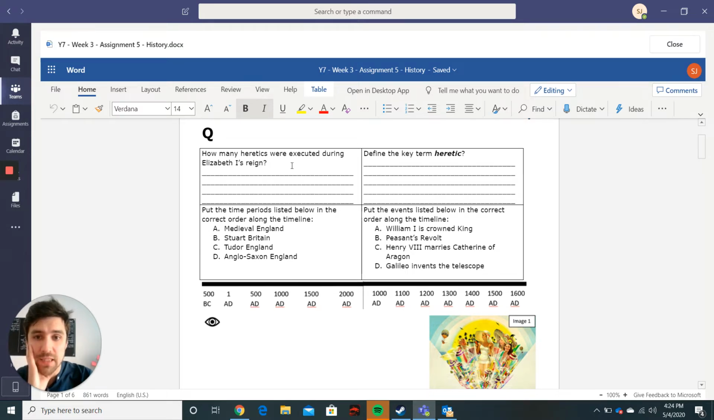So how many heretics were executed during Elizabeth I's reign? Go back and look at last lesson for that as well. And define the key term, heretic. And then once you've done that, you're putting those events in order. Pause the video here, complete those tasks now.